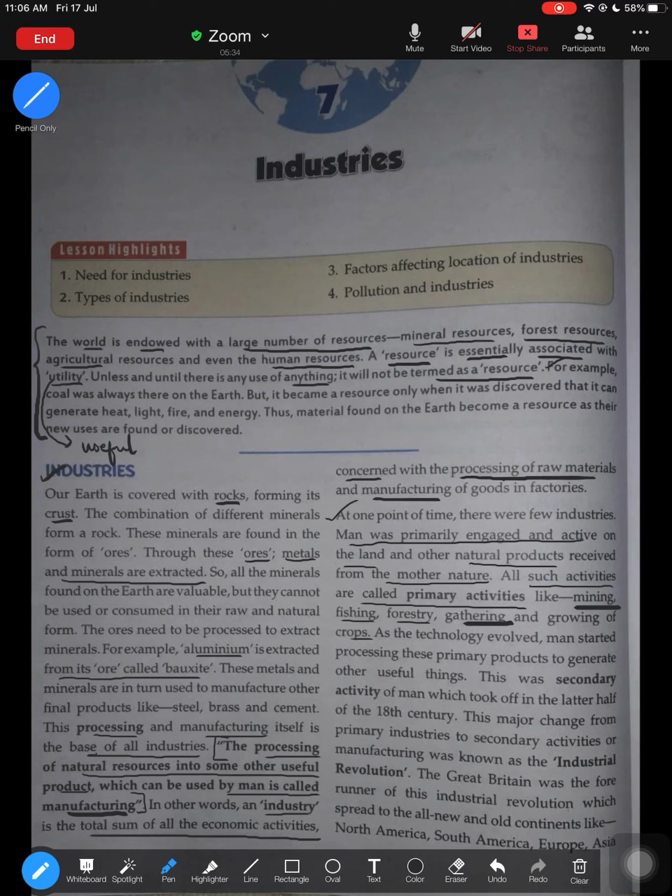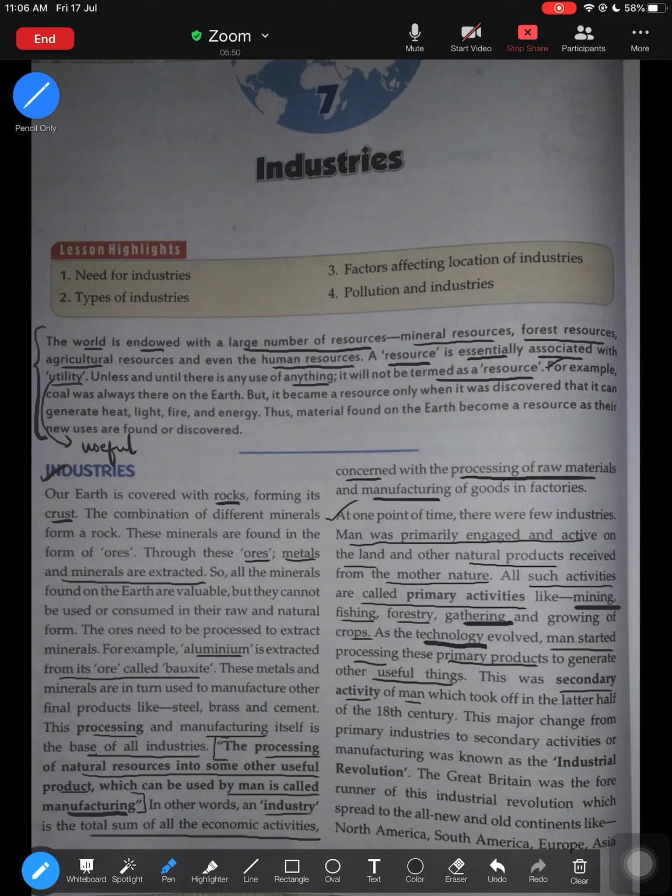But with the development of technology, because the advancement of technology has taken place, man has started processing those primary products into something more useful, and this is termed as a secondary activity of man.